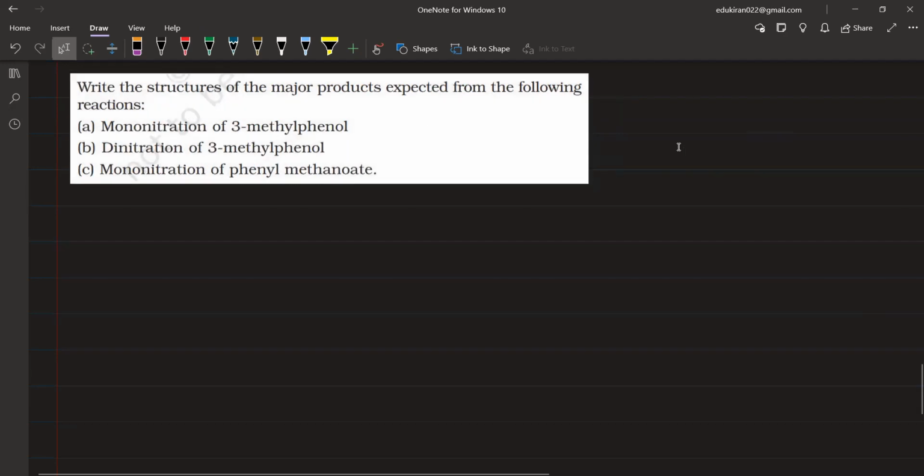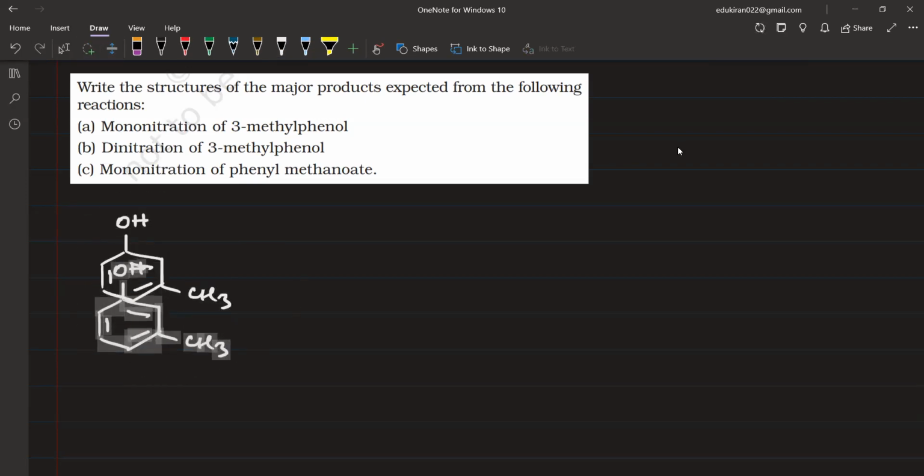Write structures of major product expected from the following reactions. First of all is mononitration of 3-methylphenol and dinitration of 3-methylphenol. So first of all, let us see what is 3-methylphenol. OH, and in the third carbon we have CH3. Okay, third carbon we have CH3.